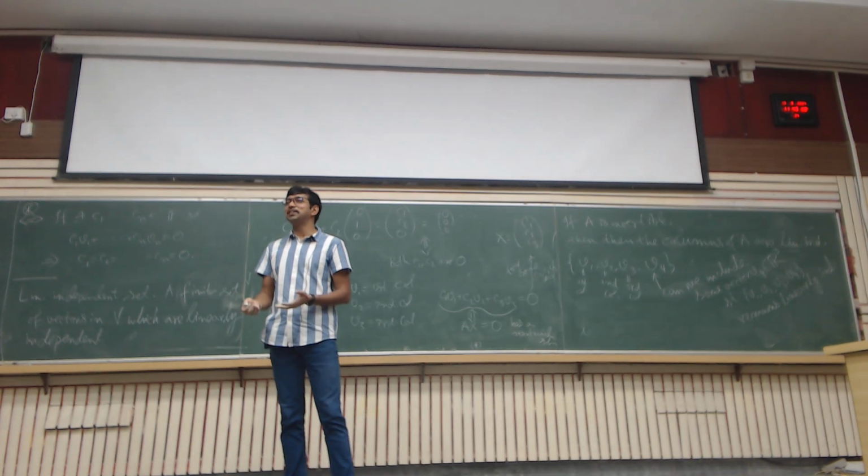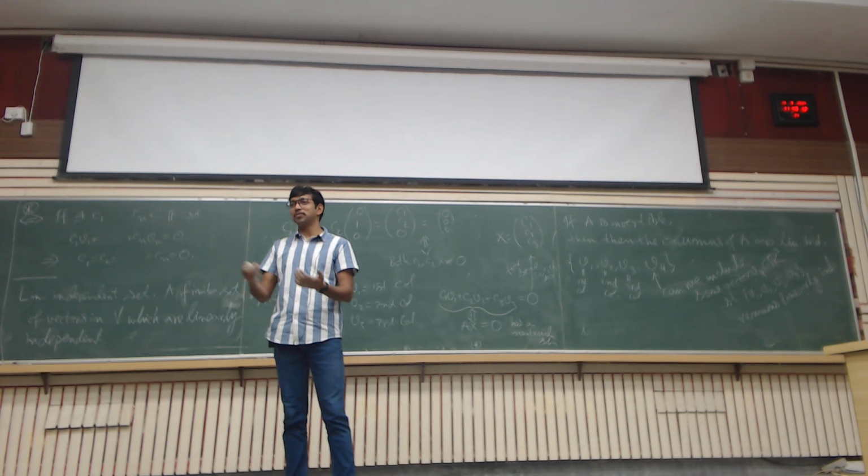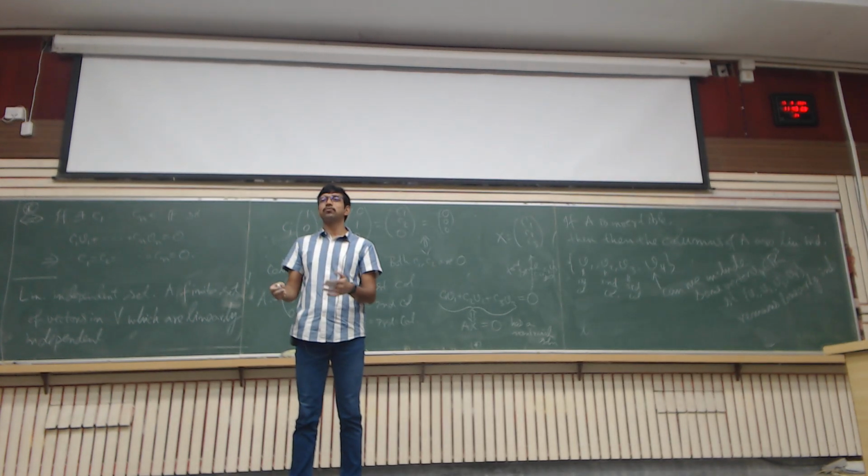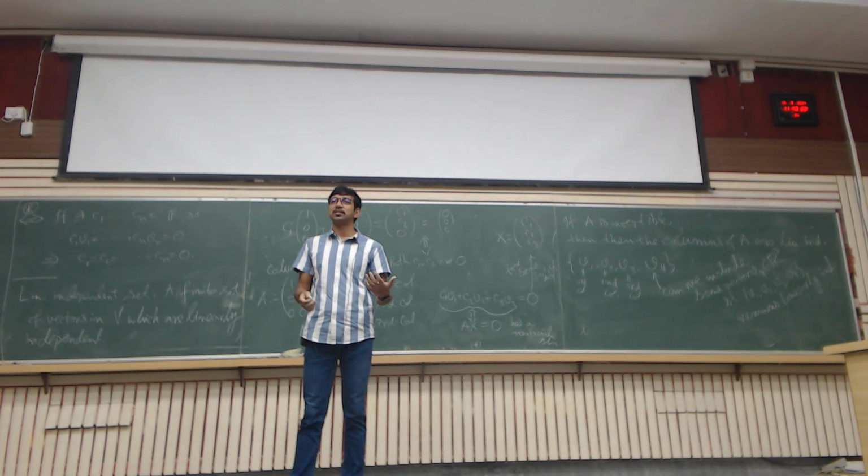Because there is a trivial linear relation, V1 minus V1, so V1 is repeated. V1 is repeated as V2, so V1 and V2 are the same vector. That would mean that V1 minus V2 is equal to 0. That's a linear relation, right? Is this clear? You are not allowed to repeat any vector in an ordered pair if you're considering a linearly independent set.